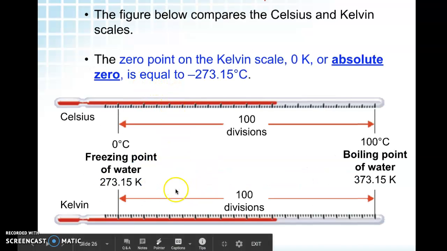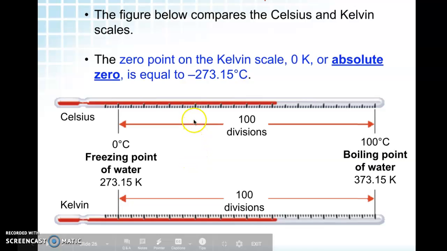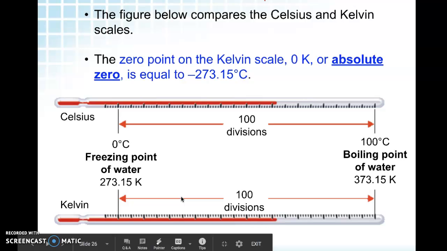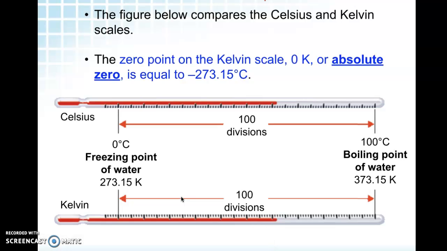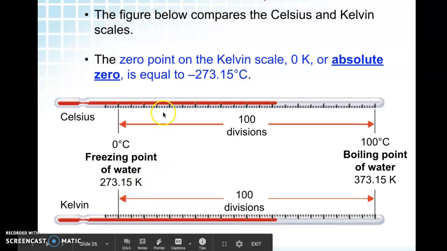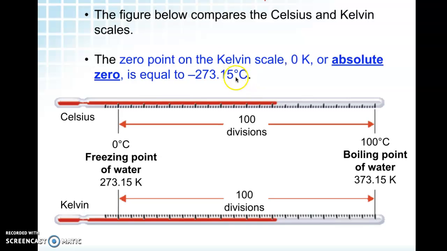So this is a comparison between Celsius and Kelvin. Celsius is the one on top, Kelvin on the bottom. Then the 0 point on the Kelvin scale is 0 Kelvin, and that means it's absolute 0, and that's the coldest possible temperature. At absolute 0, all particle motion stops. So that temperature is negative 273.15 on the degrees Celsius scale.